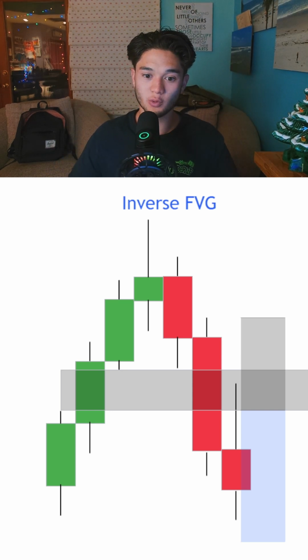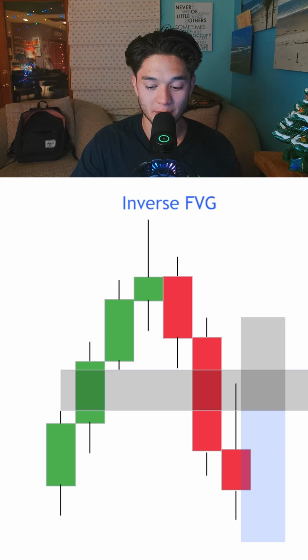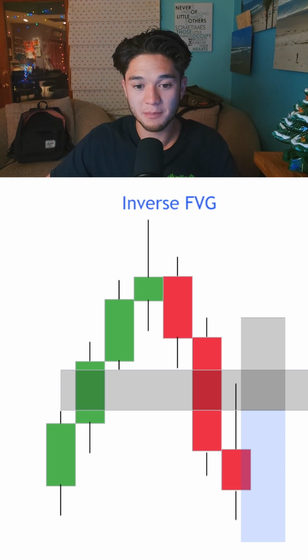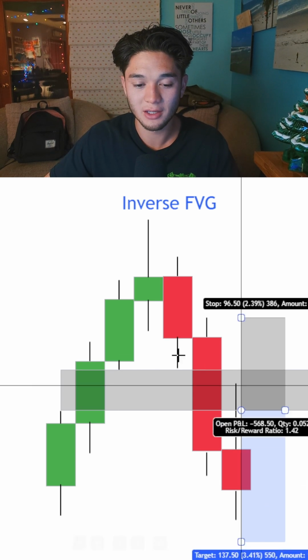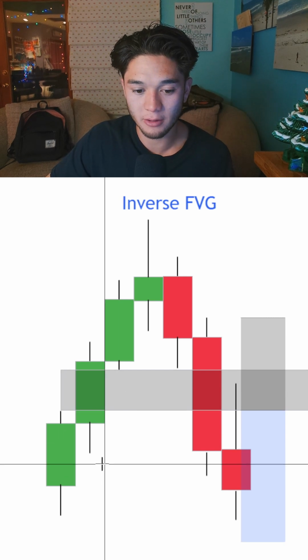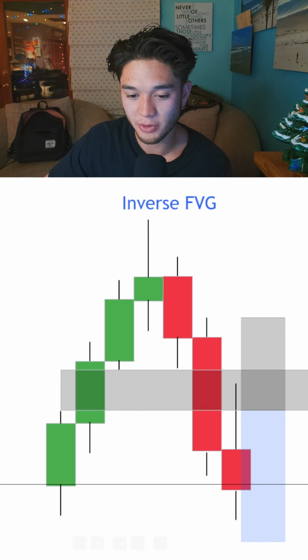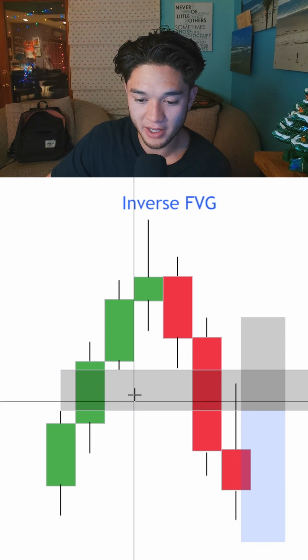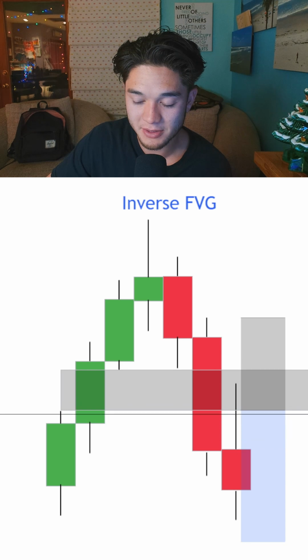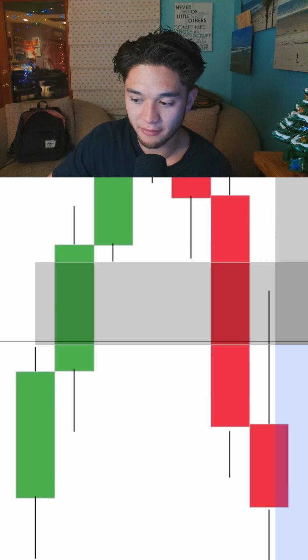In this episode, we are going to discuss inverse fair value gaps. Like I talked about in the fair value gaps episode, watch that one if you haven't yet. We have fair value gaps forming when price is trending upwards. When price is starting to reverse the trend, we will disrespect bullish fair value gaps and we will turn them into inverse fair value gaps.